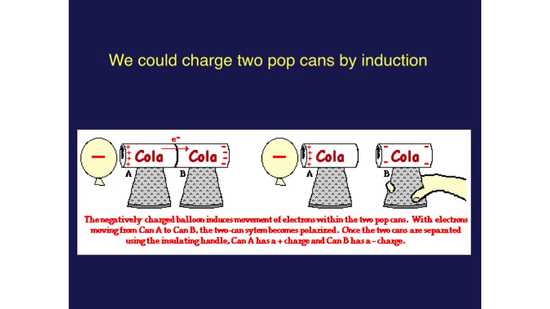So that means that the positive charge is going to accumulate over here because the electrons will have moved away from that negative charge here. So the electrons have moved over here and have left this cola can with a positive charge. They've accumulated over here, and they've given this cola can a negative charge. Then we'd separate the two cola cans, and the charges would distribute themselves, and we'd have one positively charged cola can and one negatively charged cola can. And this is charging by induction.